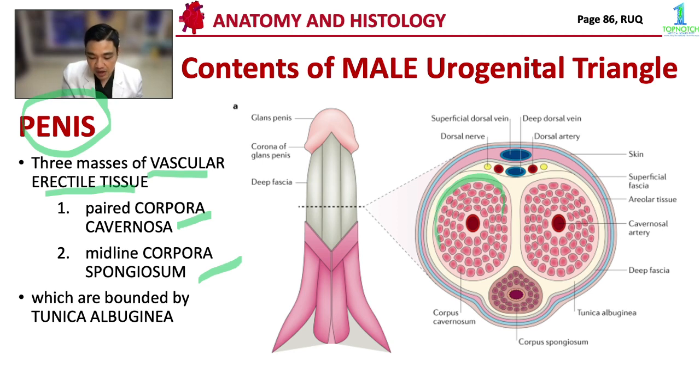Dalawa sila. So how do you remember that? Para kang may letter C magkaharap. Okay? Sila yung corpora cavernosa. And midline would be your corpora spongiosum, S standing for single or solitary. And these structures collectively are being contained inside what we call the tunica albuginea. Okay? Also, using the same diagram, I'd like you to point out that it is the corpora spongiosum that is in close relationship with your urethra or daanan ng ihi and your ejaculate.